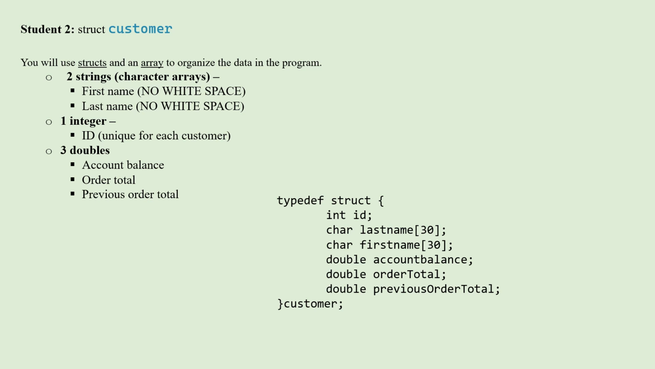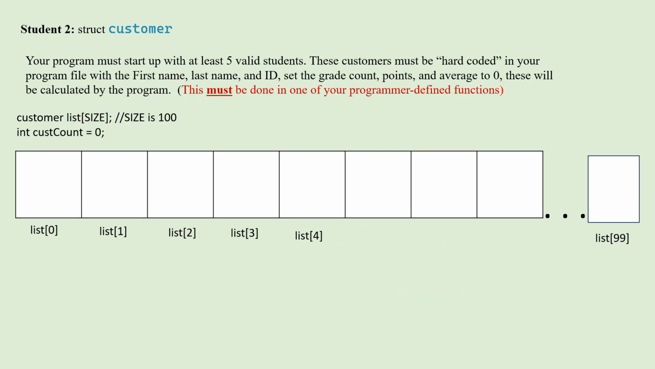So this is what the struct would look like. Again, we're using typedef. This is C, so you want to use the typedef. We have our unique ID, our last name, our first name, the account balance, the order total, and the previous order total.